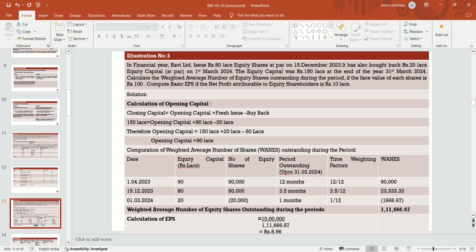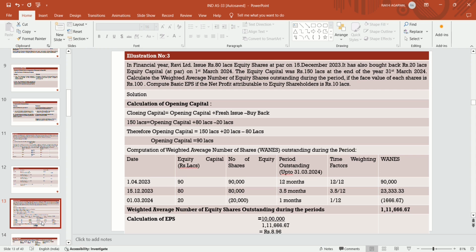So in the financial year, Ravi Limited issued rupees 80 lakhs equity shares at par on 15 December 2023. It bought back rupees 20 lakhs equity capital at par on 1st March 2024. The equity capital was 150 lakhs at the end of the year, 31st March 2024. Calculate the weighted average number of equity shares outstanding during the period if the face value of the equity share is rupees 100.